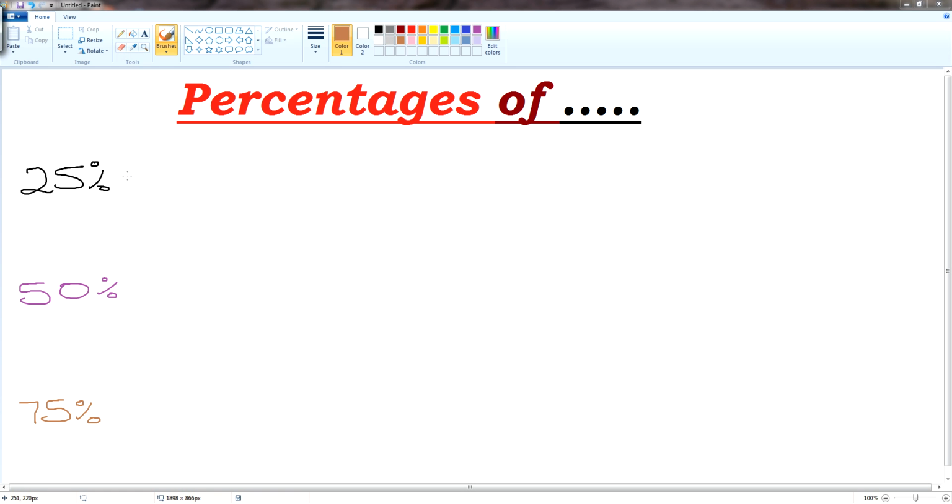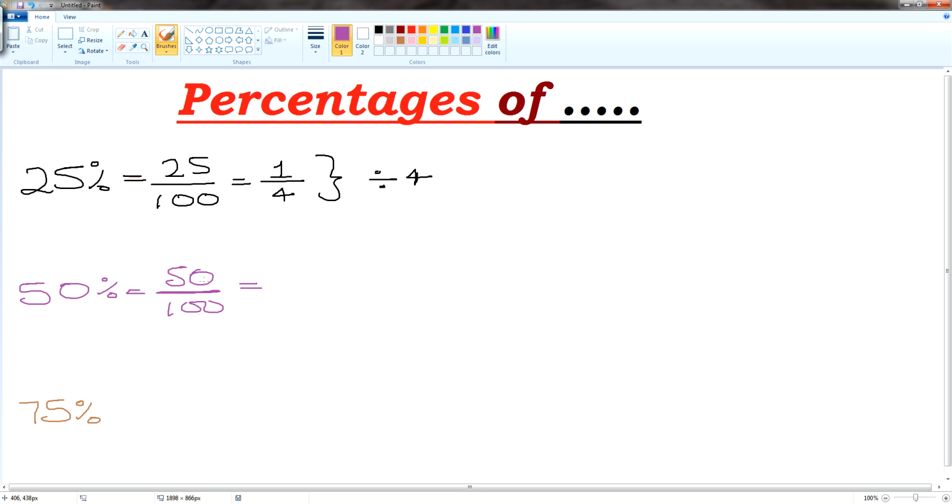Let's have a look. 25% means 25 out of 100. Now, if we simplify this fraction by dividing top and bottom by 25, it will simplify down to 1/4. So 25% of something is really a quarter. Now, if you want to work out a quarter of something, what we do is divide by 4.